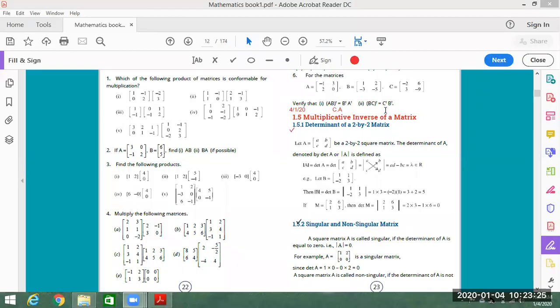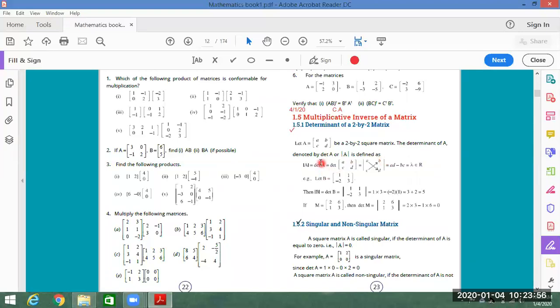For finding the multiplicative inverse of a matrix, first of all, certain concepts are required. Number one is the determinant of a 2 by 2 matrix. Let A equal a, b, c, and d be a 2 by 2 square matrix. The determinant of A, denoted by det A or |A|, is defined as follows.